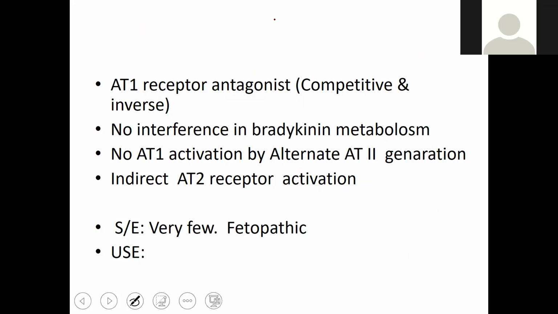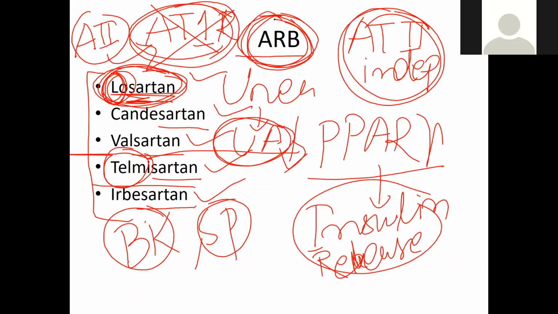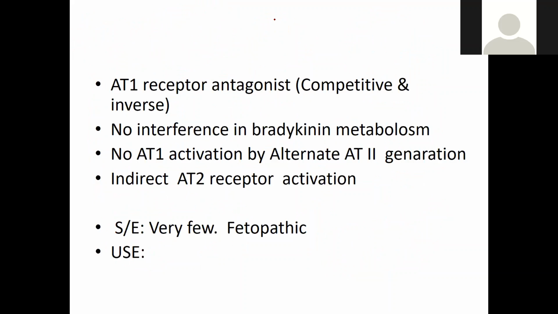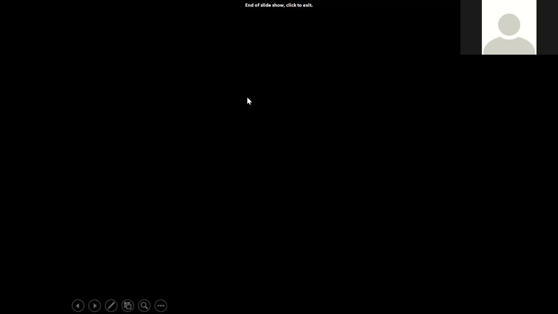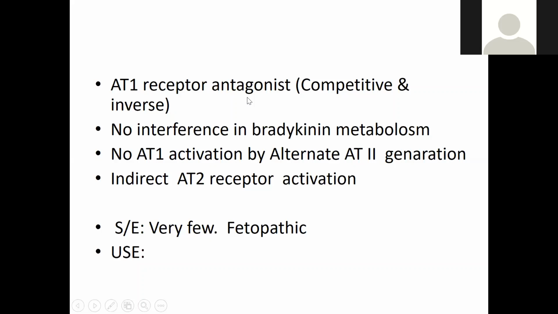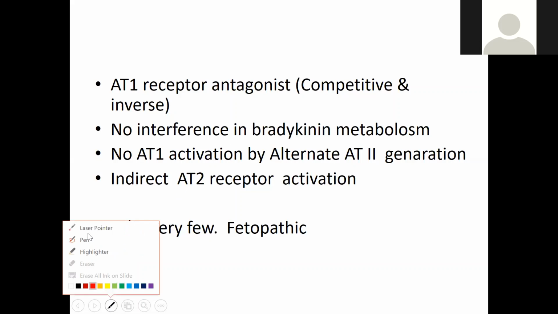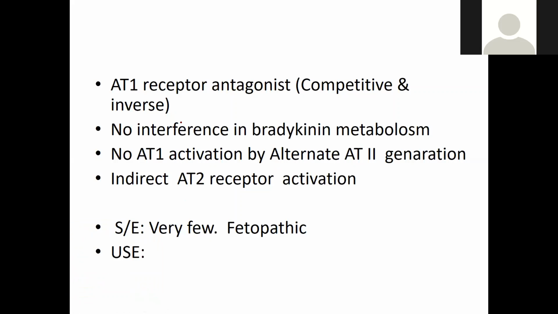Okay, and coming to the last slide left, we'll finish in this slide only. Okay, so these are basically competitive antagonists of the angiotensin receptor. Angiotensin receptor antagonists, and they are usually acting by competitive antagonism and also as inverse agonists.